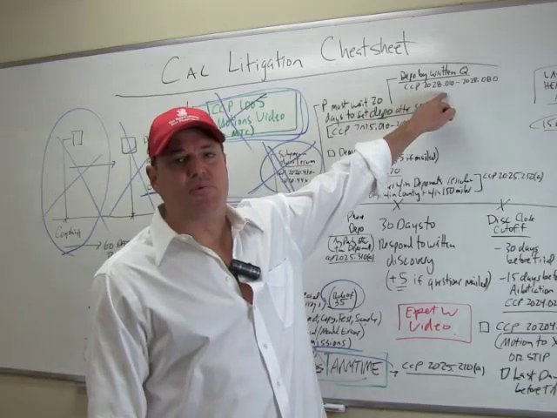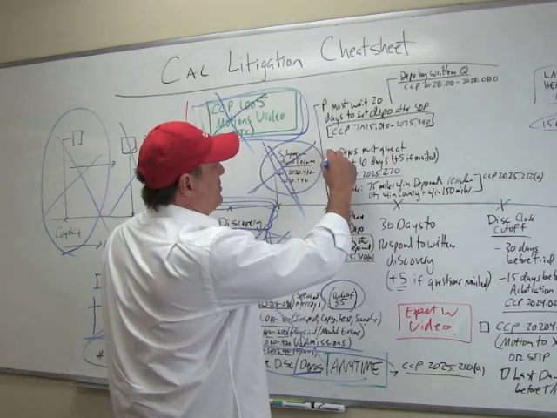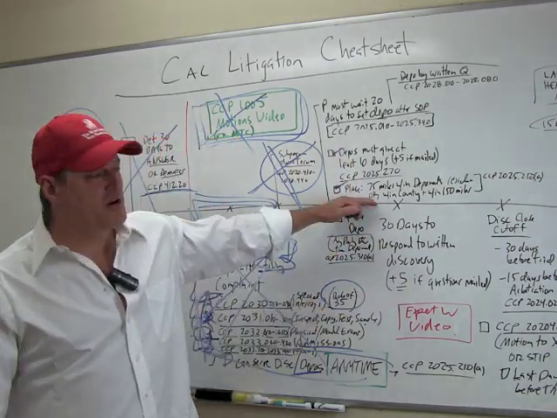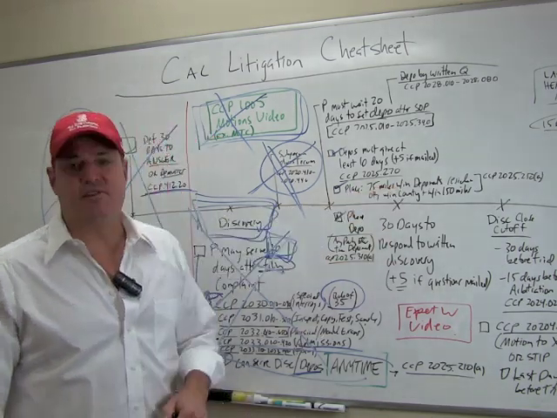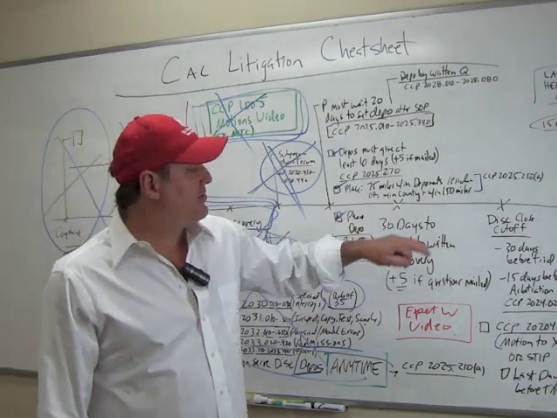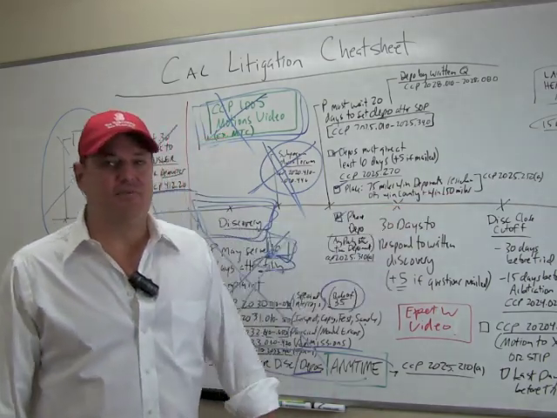You have depos by written question. You also have phone depos. Okay? And you have some territorial requirements where you serve defendants within 75 miles of their residence, or within the county where they reside, where the case resides, within 150 miles.